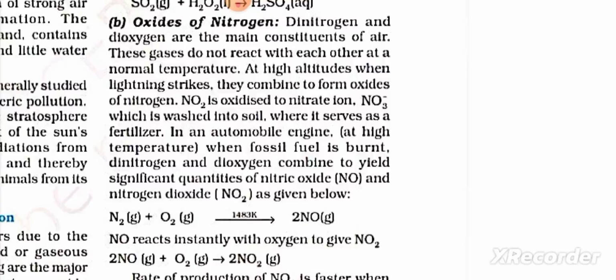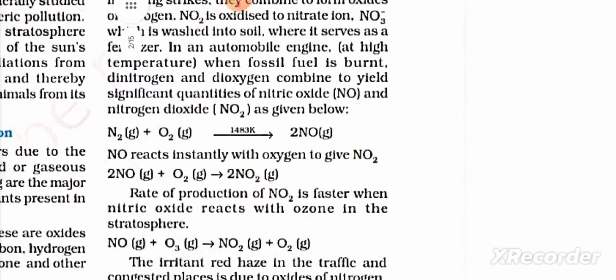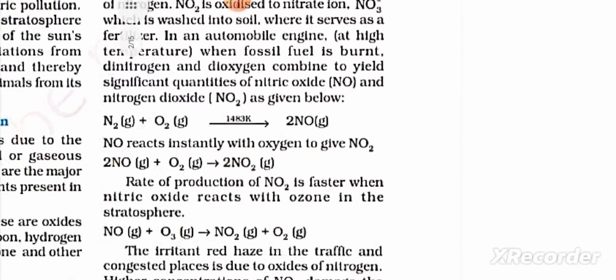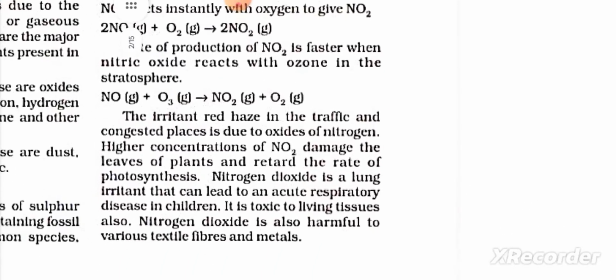When a fossil fuel is burned, dinitrogen and dioxygen combine to yield a significant quantity of nitric oxide and nitrogen dioxide. That is, N2 plus O2 at a temperature of 1483 Kelvin gives NO, and NO reacts instantly with oxygen to give NO2. The rate of production of NO2 is faster when nitric oxide reacts with ozone in the stratosphere.